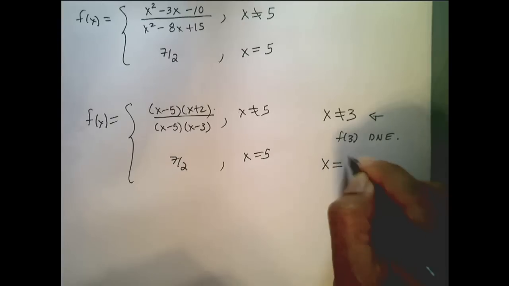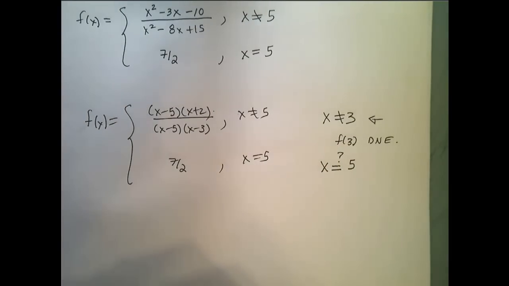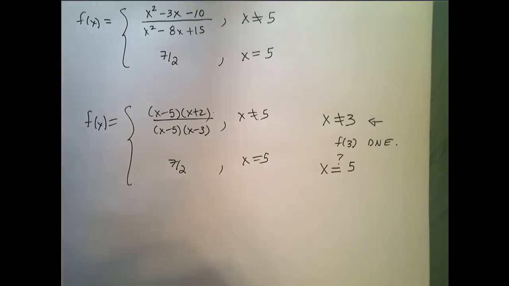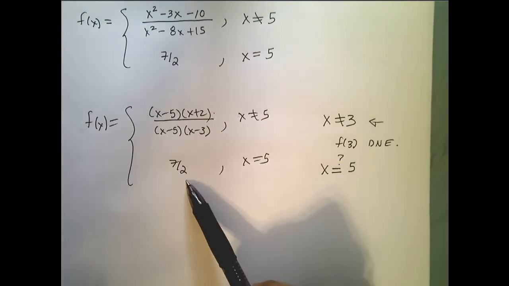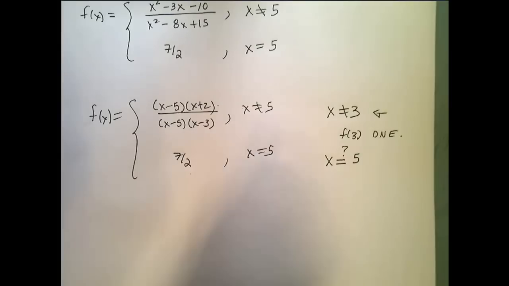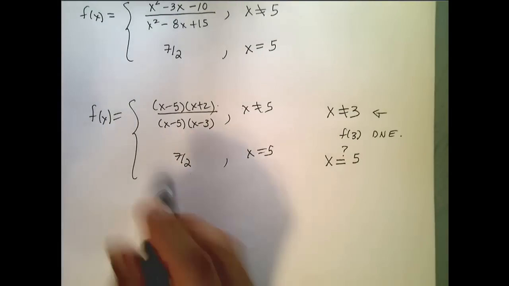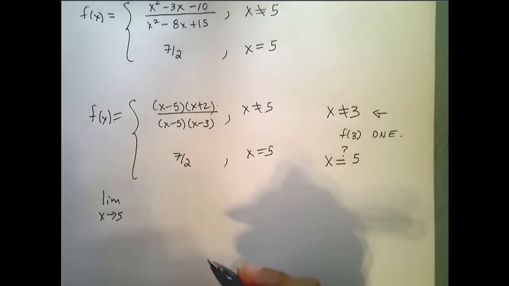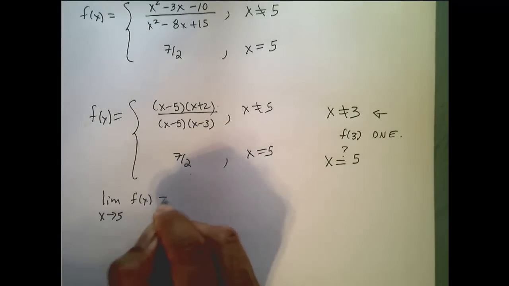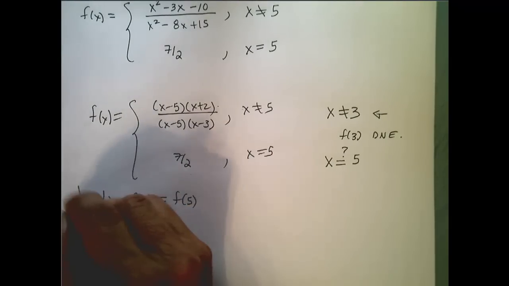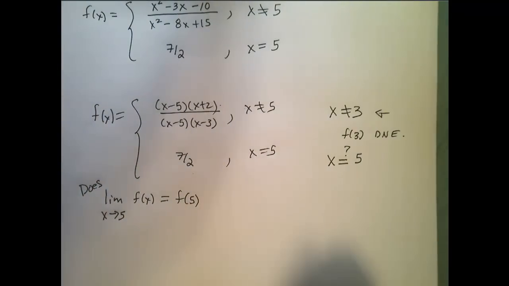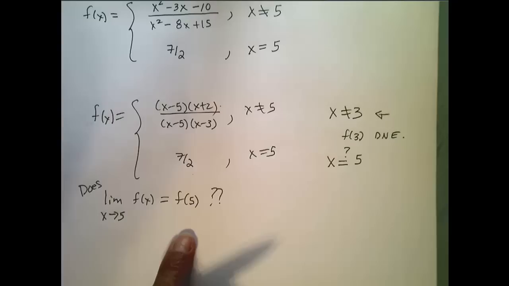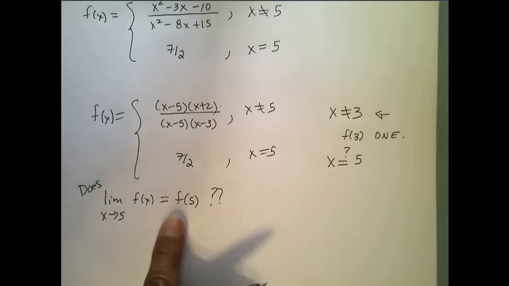But the question is, what happens at 5? We can't say it's not continuous there because the function doesn't exist there, because it does. It's 7/2. So what we now need to check, remember, because there were 3 conditions, is whether the limit as x approaches 5 of f of x equals f of 5. That's the question. If the answer is yes, then we conclude the function is continuous at 5. If the answer is no, then we conclude that the function is not continuous at 5.